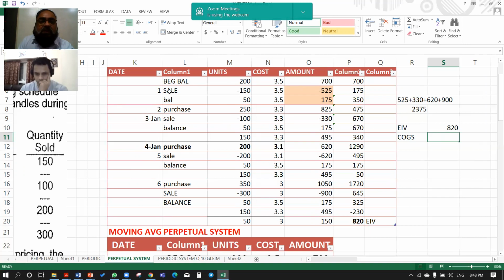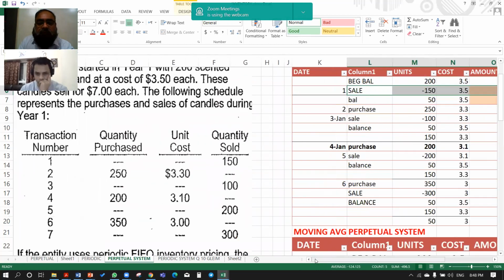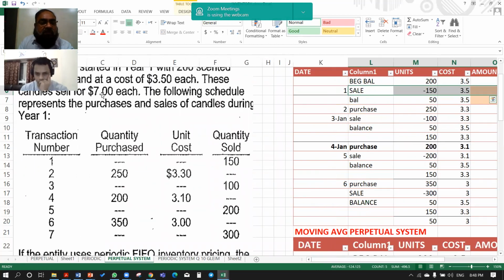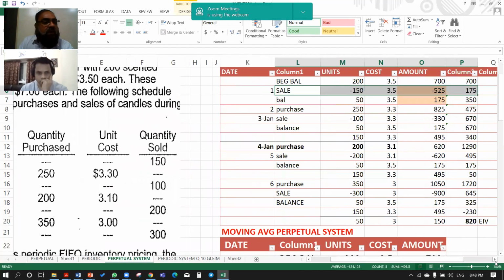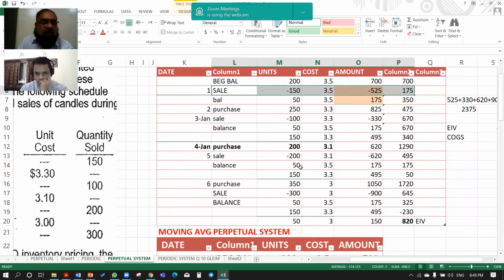So basically this sale we are recording at cost, right? In actual, you know that we had the sale price of 7, but inventory recording is done on a cost basis, right? So we strictly follow the cost basis. So cost of goods sold. If I say cost of goods sold, which ones are the sales? Let me give it a different color.